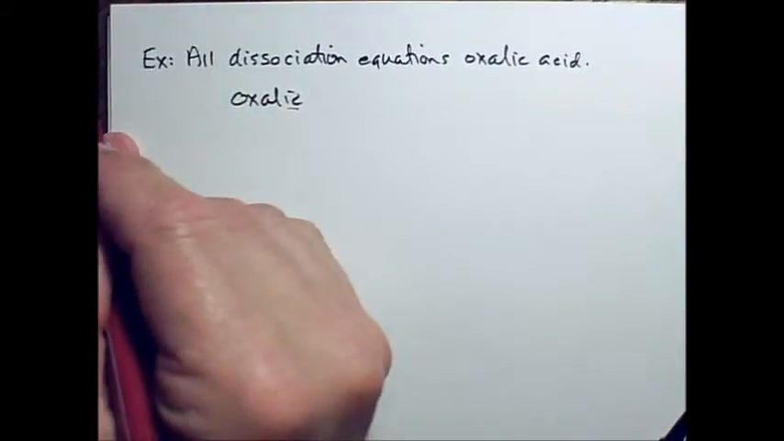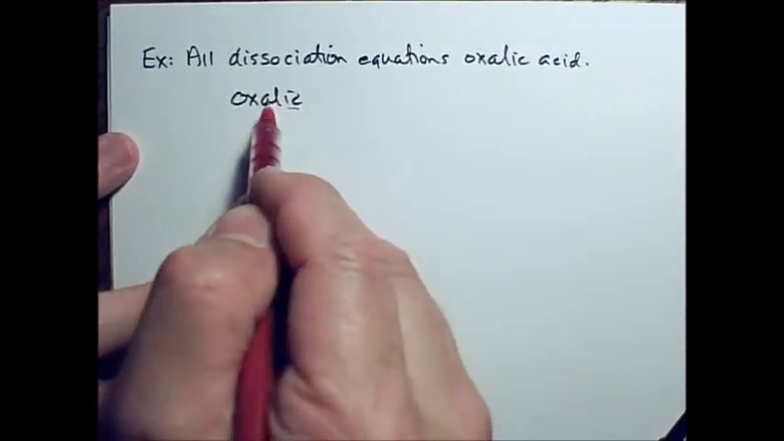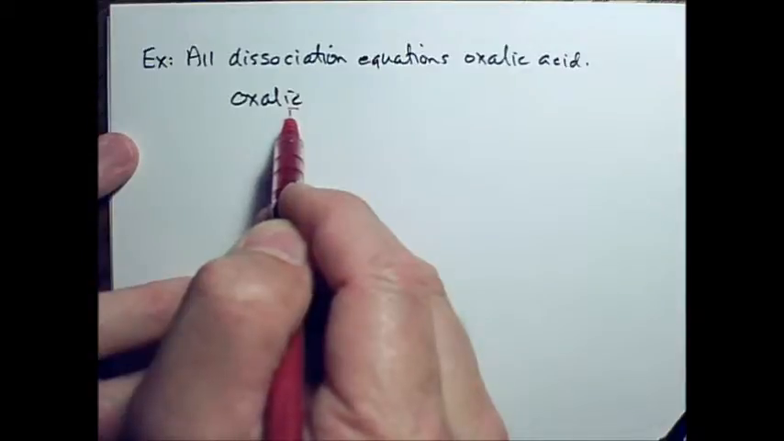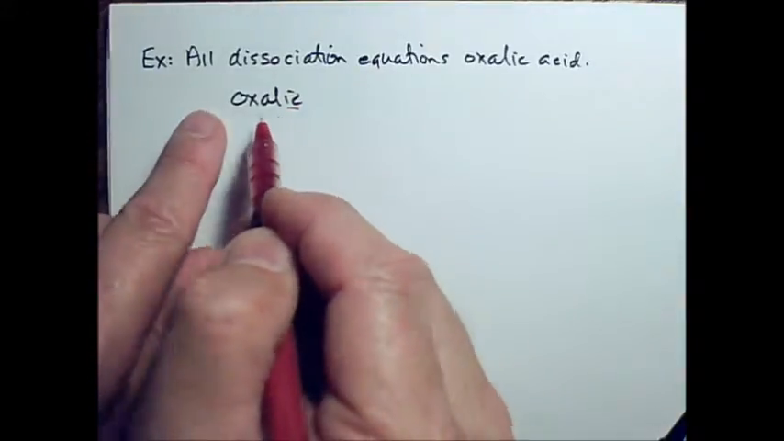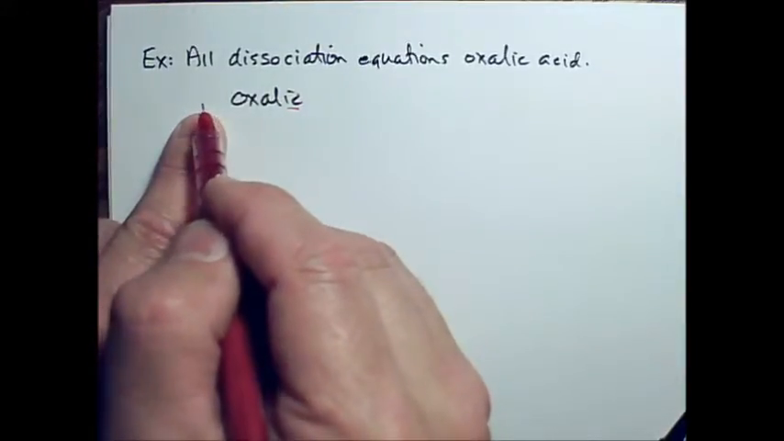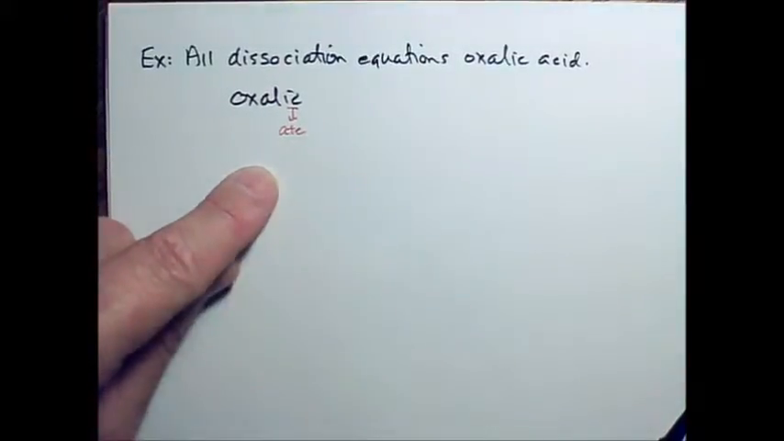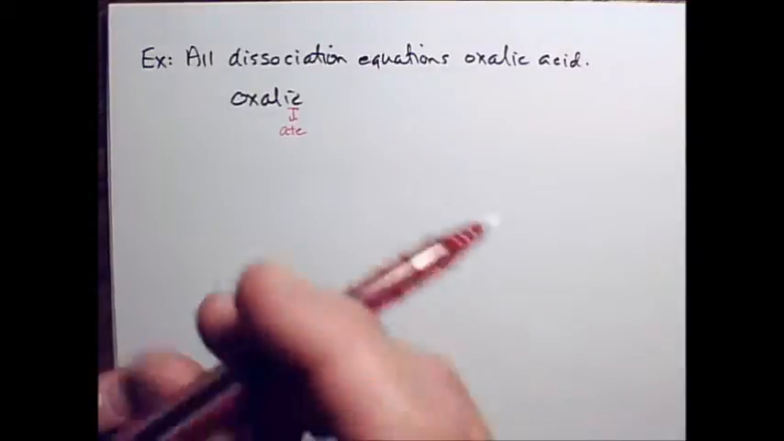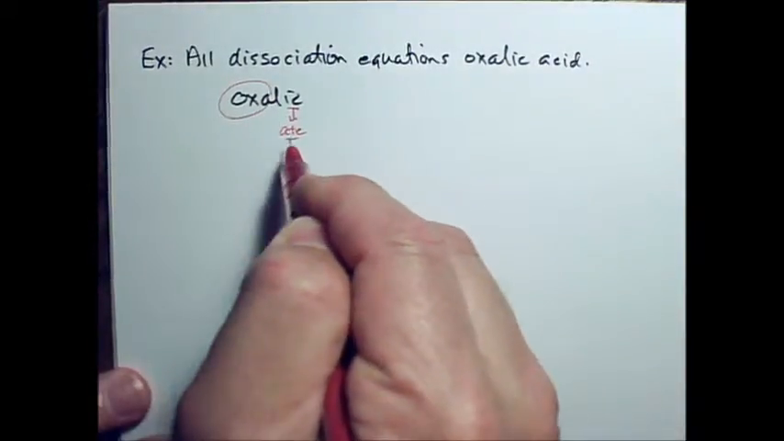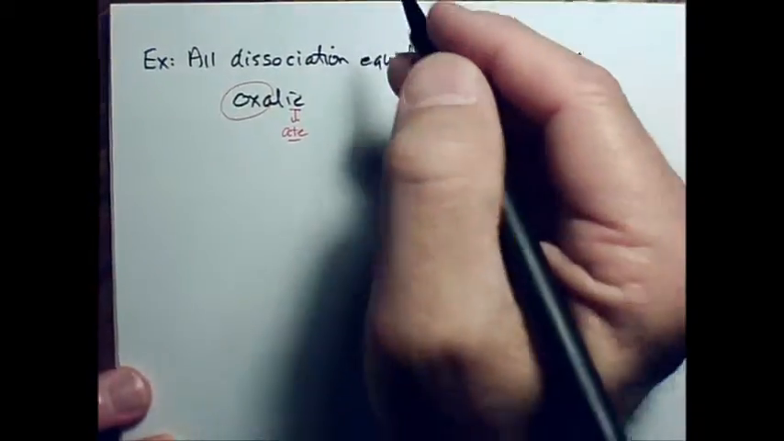oxalic has got to come from one of two places. It's either going to be a monoatomic anion or a polyatomic ion with an ATE ending. Now, for it to be a monoatomic ion in the acid, I have to have hydro on the front. Since I don't, then this must come from an ATE ending. Okay, so all I got to do is look on the common ions list and find an ion that starts with this and ends with ATE. Oxalate.